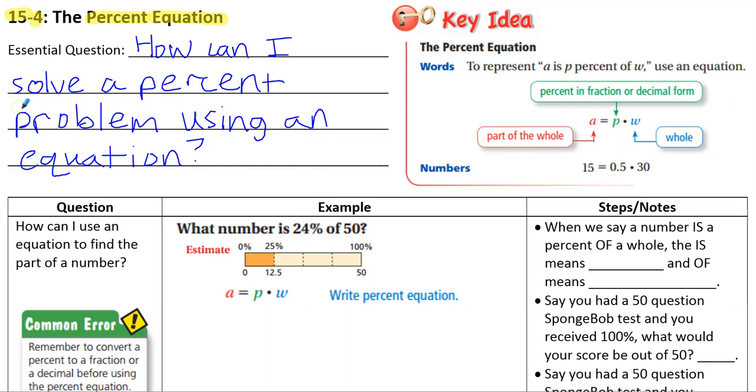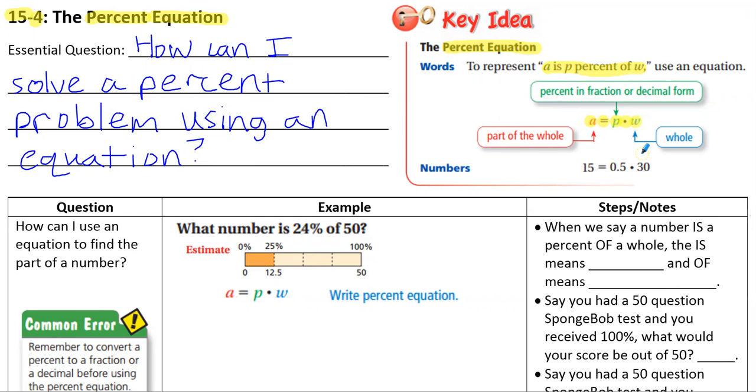How can I solve a percent problem using an equation? Okay, key idea, the percent equation. It's a special equation. To represent A is P% of W, use an equation: A is equal to P% of, which is multiply, W. In other words, everybody, a part is equal to some percentage multiplied by the whole.